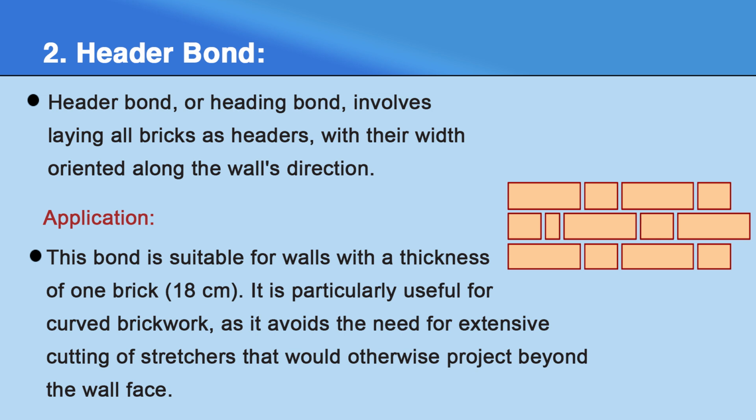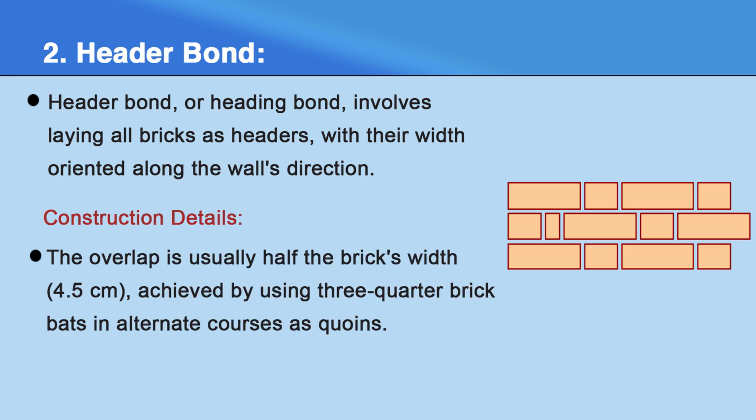Footings mean the base of a wall or a column that distributes the load to the ground. Now, if we go into the construction details, in the header bond, the overlap between the bricks in successive courses is typically half the brick's width. Half the brick width means again around 4.5 centimeters, and in inches 1.75 inches.